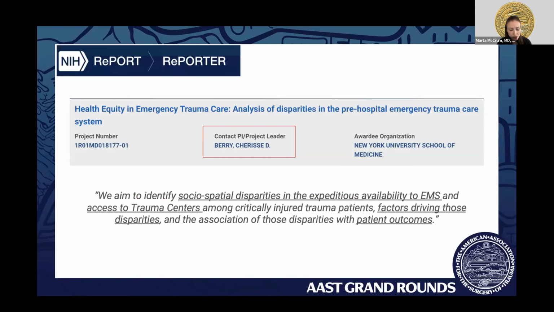So to address these inequities, it's important to understand the drivers. Dr. Berry and her team received a major grant this year to start this work and identify how sociospatial disparities in pre-hospital care for trauma patients affects their outcomes.